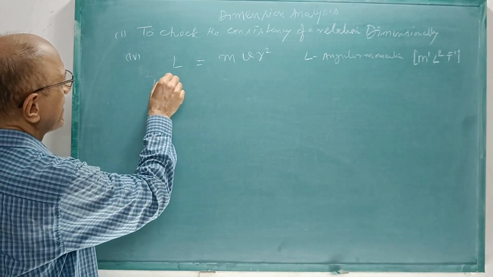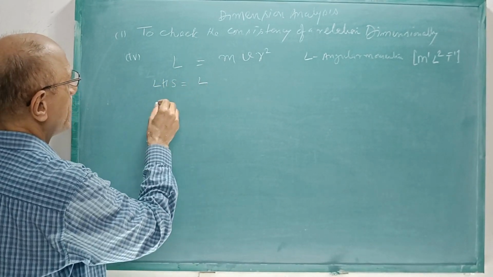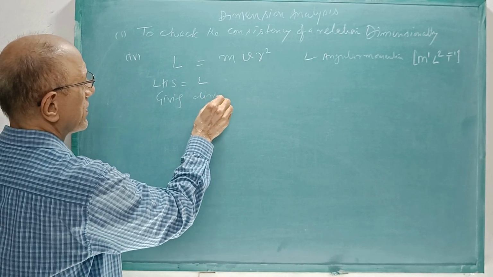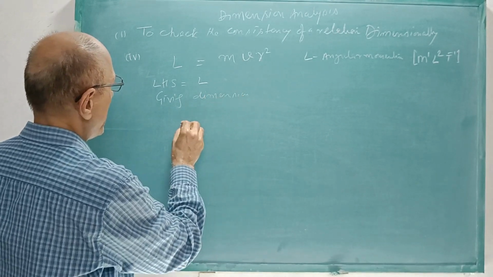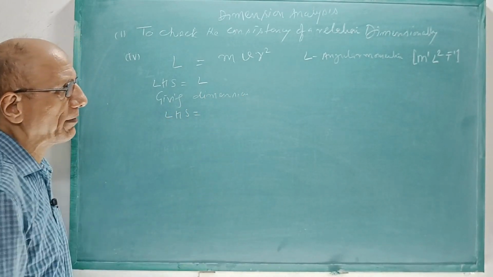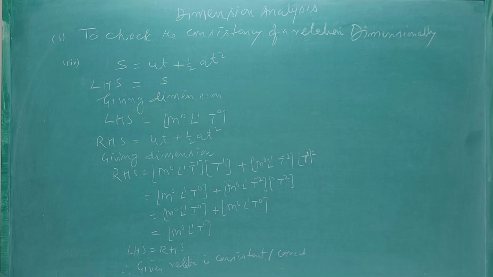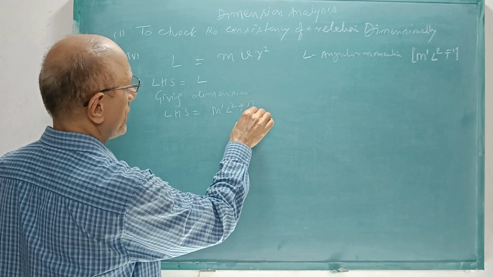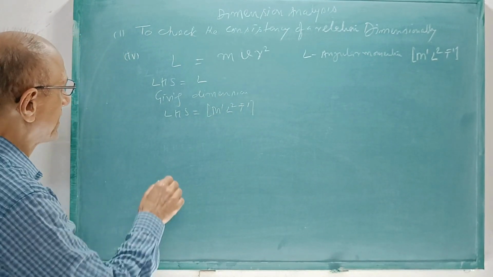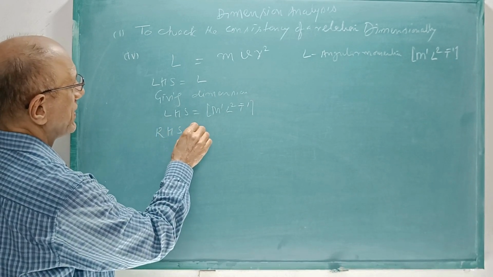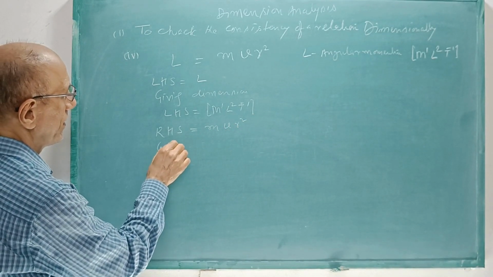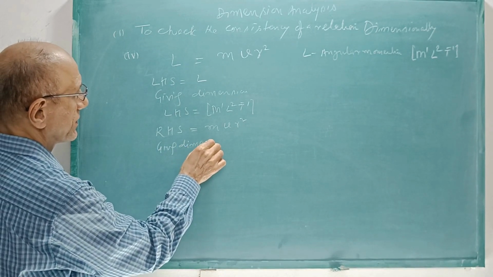So LHS, same steps we have to follow. LHS is equal to L. Then we will find giving dimensions. What we get? LHS equals to dimensions is M1 L2 T minus 1. Now we'll have RHS, that is mv r square. So here again giving dimensions.